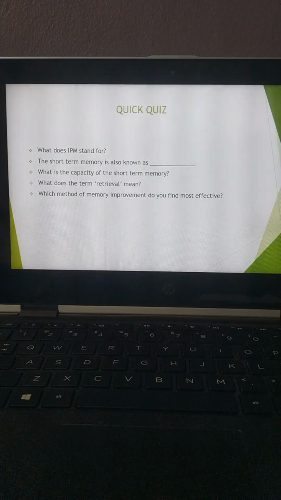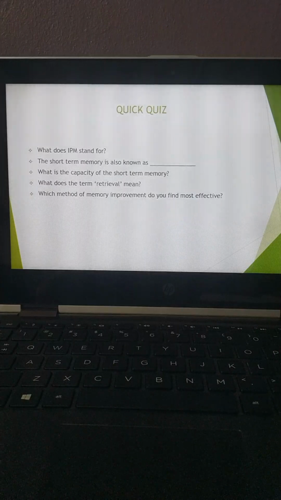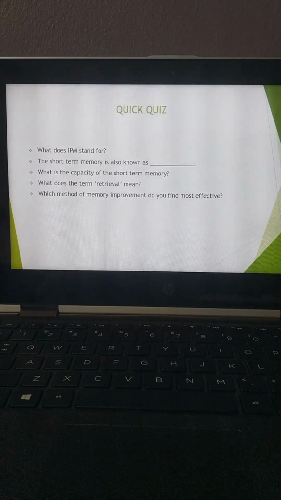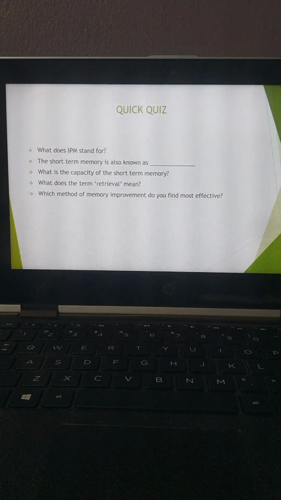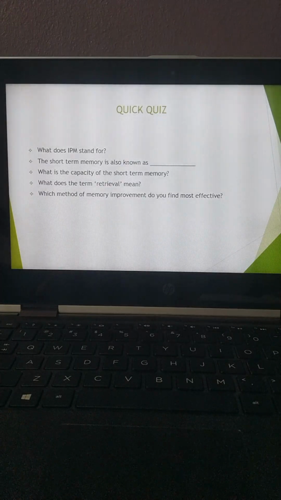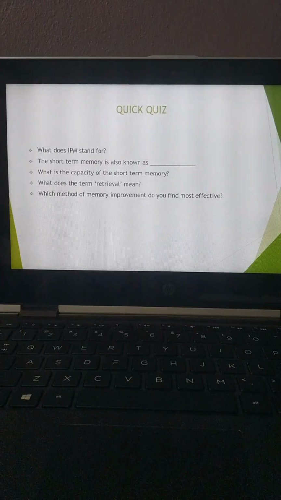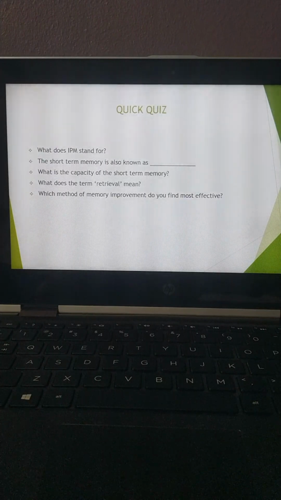What is the capacity of the short-term memory? The short-term memory is able to hold 5 to 9 pieces of information, ranging from 20 to 30 seconds. That is the capacity of the short-term memory. What does retrieval mean? Retrieval is the process that deals with how we're able to access or bring back to remembrance information when we need it at a particular time.